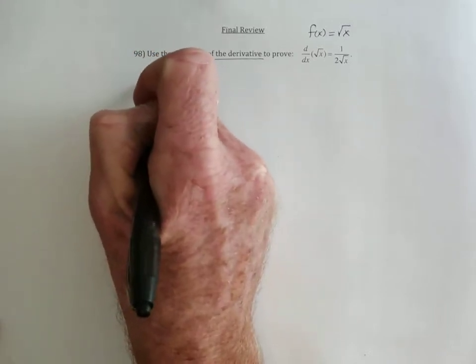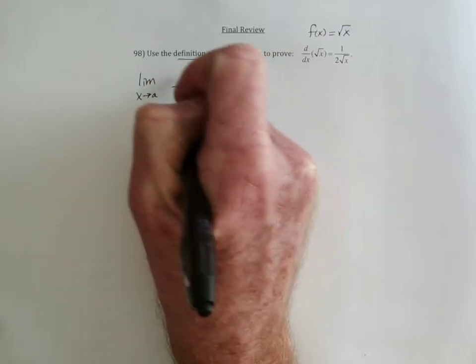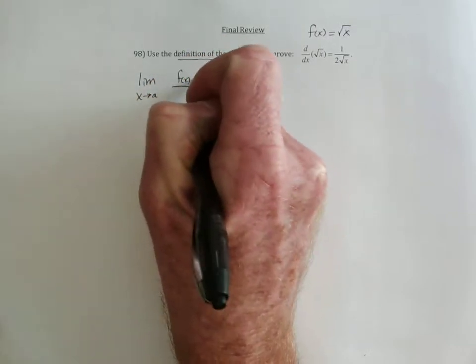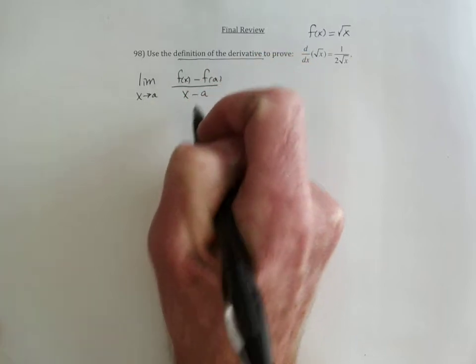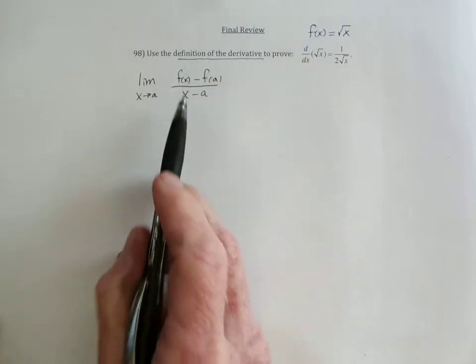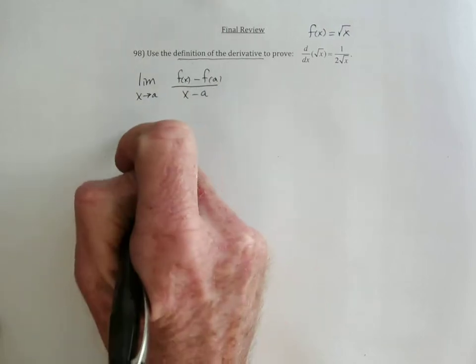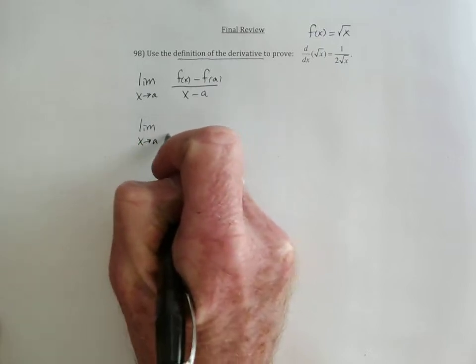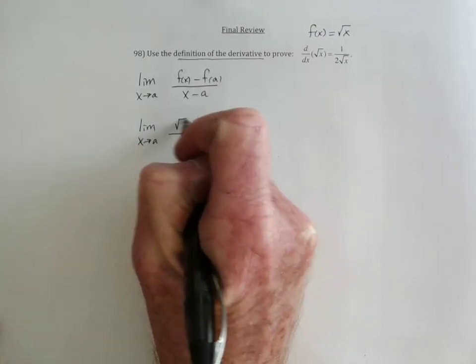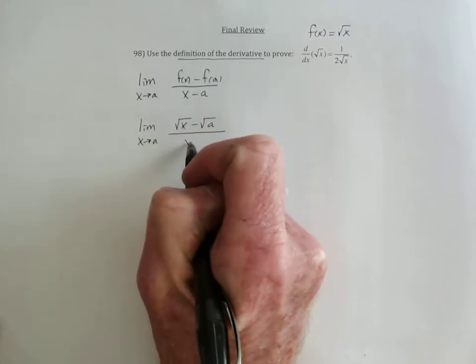So I'm going to use the definition that says the limit as x approaches a of f of x minus f of a over x minus a. So this is going to be the square root of x. This will be the square root of a. So the limit as x approaches a, then it's the square root of x minus the square root of a over x minus a.